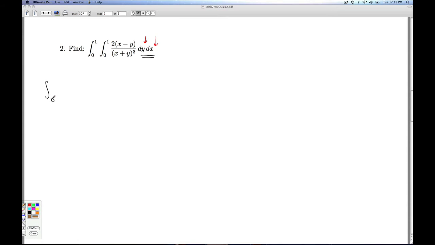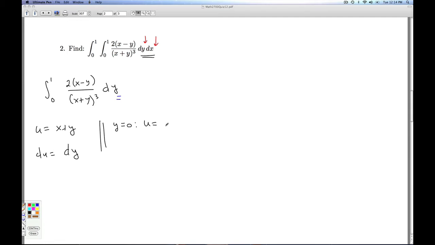We're going to start with the innermost integral first, the integral from 0 to 1 of 2 times the quantity x minus y over x plus y cubed. Now I'm integrating this with respect to y. Y is the variable of integration. So I'm going to make the same substitution I did before. The du now is equal to dy. I'm going to change the limits as I did before. When y equals 0, u equals x. When y equals 1, u equals 1 plus x.